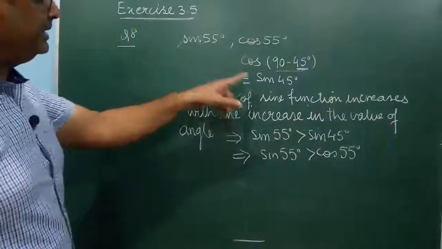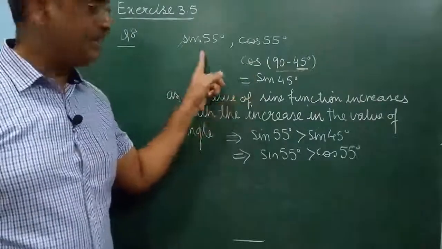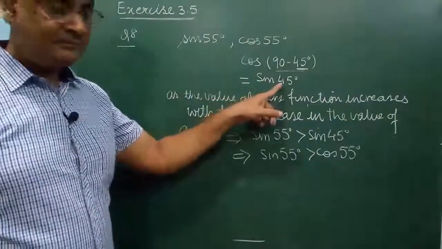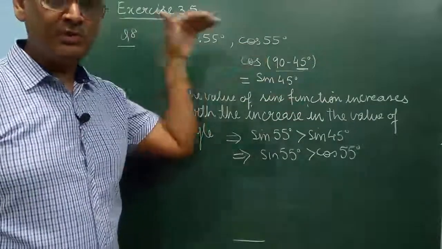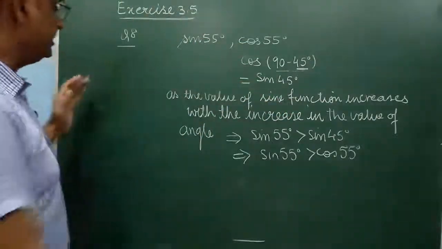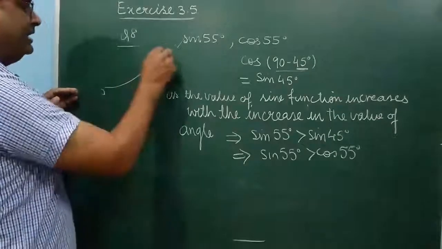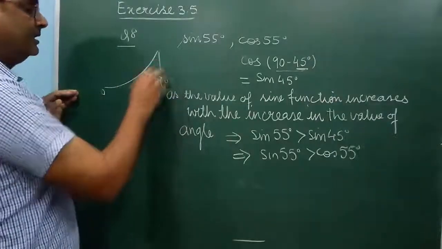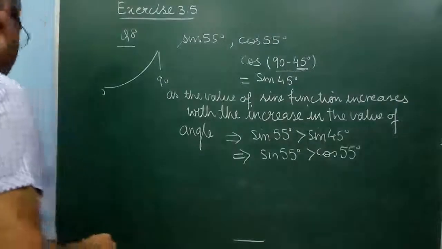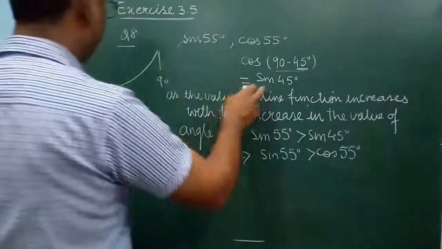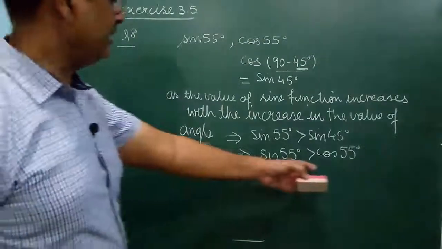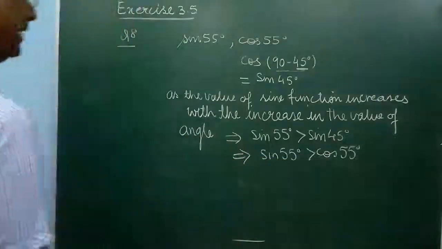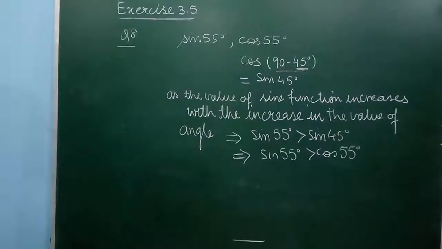Firstly, we have made the two functions the same, sine and sine. We have seen the angle. Cos value decreases when we go from 0 to 90 degree, while sine value increases when we go from 0 to 90 degree. So that is the basic difference. Here the sine 45 value will be less than the sine 55 value. Hence we can find that sine 55 is greater than cos 55 degree.